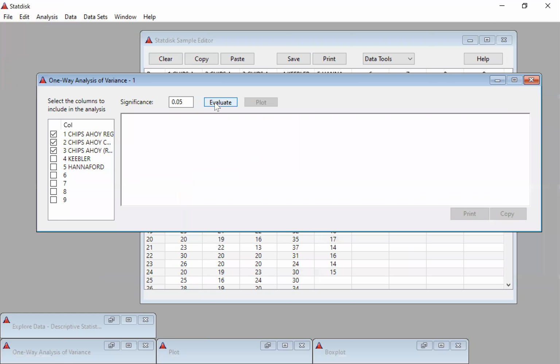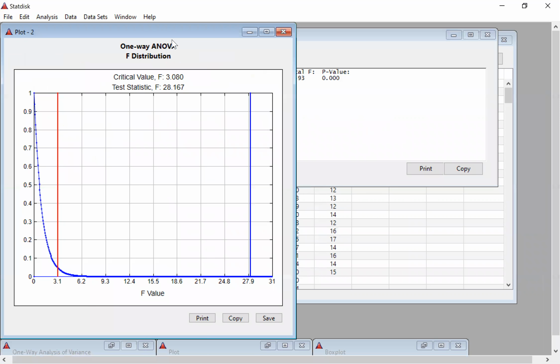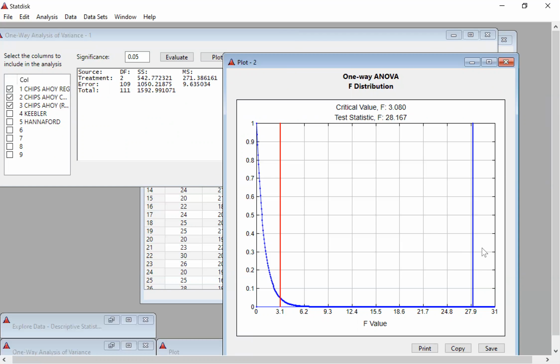There's our evaluate. Let's see, our significance level is what we need it to be. And our test statistic here is 28.167. Our p-value is basically 0. If we hit plot, what we see is that our test statistic is well off in the tail. So we're going to end up rejecting the null, which means at least one of these is different from the other. Now, which one it is, we're going to have to come back and figure out.